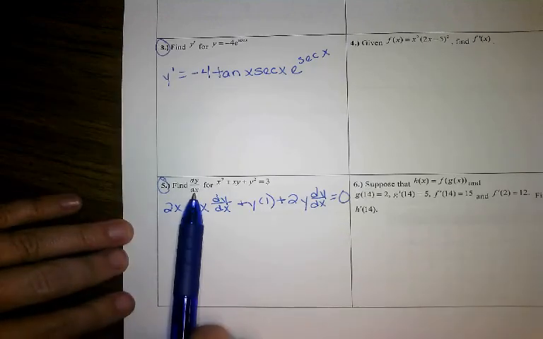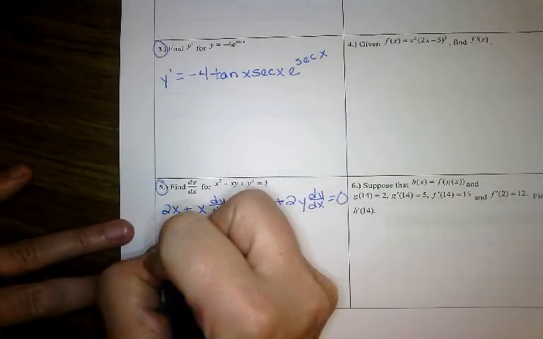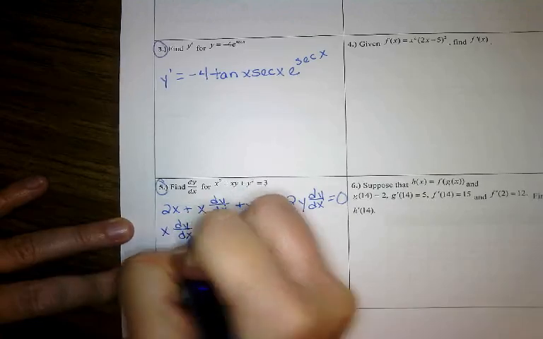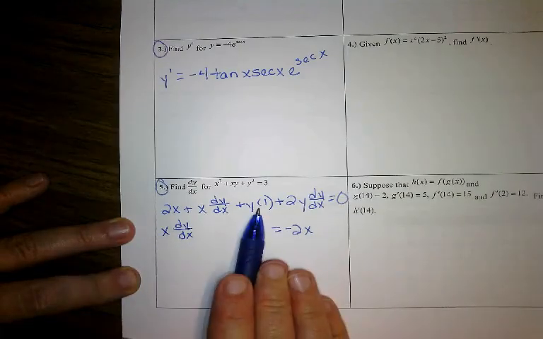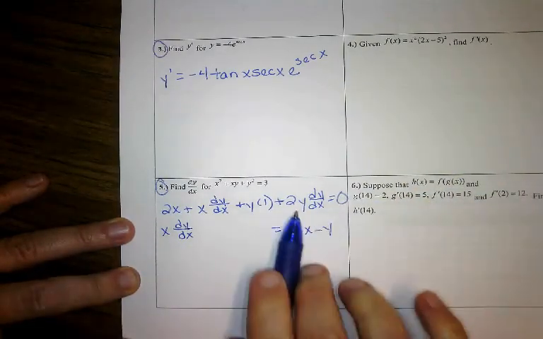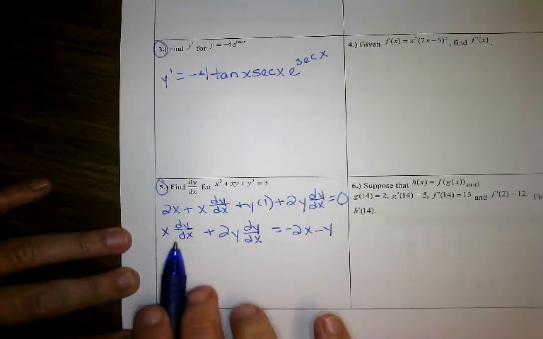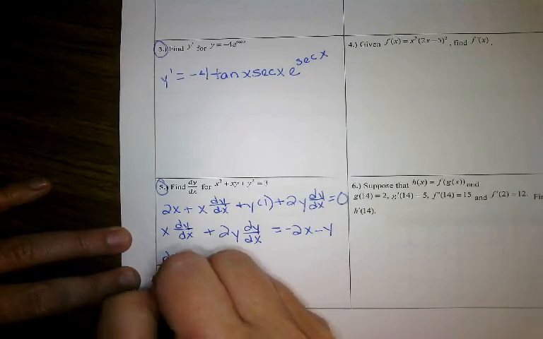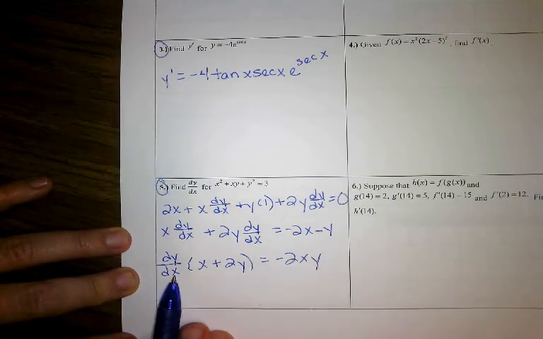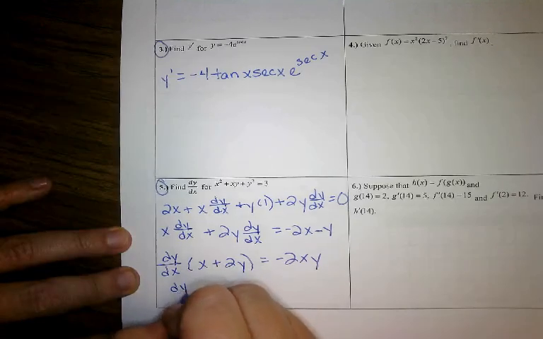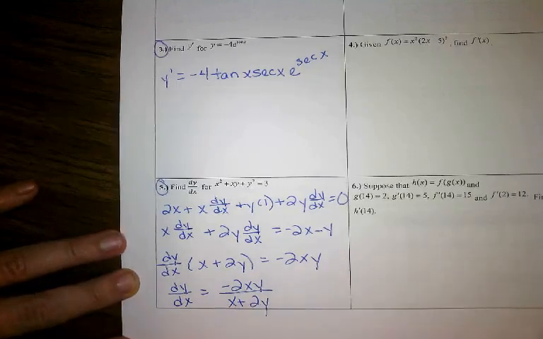Now we want to find dy dx, so I need to rearrange my equation so all the dy dx's are on the left and everything else is on the right. So I'm going to put the negative 2x over here. This one is staying on the left. This one I'm going to subtract over here. This one has a dy dx, so I'm going to leave it over here. Now I'm going to factor out a dy dx. Finally, to get this by itself, I just need to divide by this. Okay.